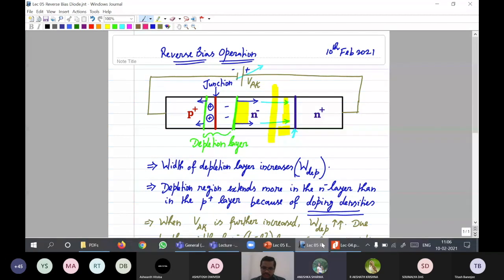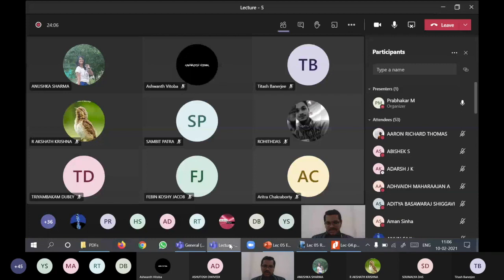Any other doubt? Like in the previous one, in the forward bias, we saw that the conductivity increases, so resistance decreases. So what happens in this case? Okay, in a normal signal level diode, what will be the resistance in reverse bias case? Anushka, are you there? Were you able to listen to my question? In a normal signal level diode, what will be the resistance in reverse bias condition?